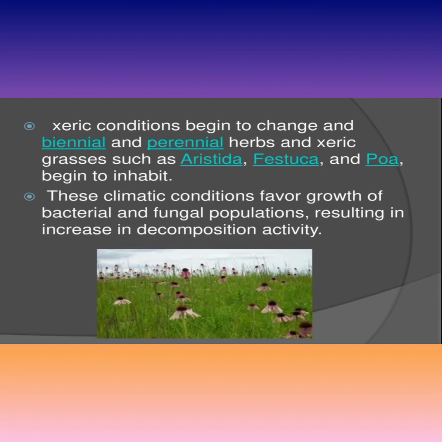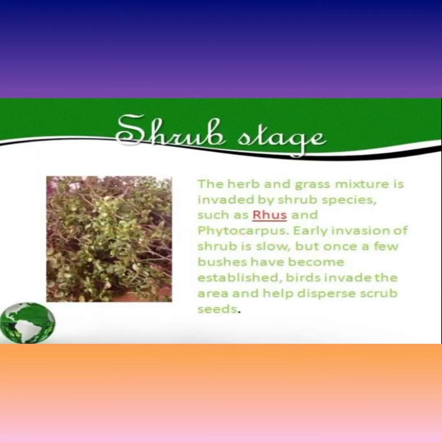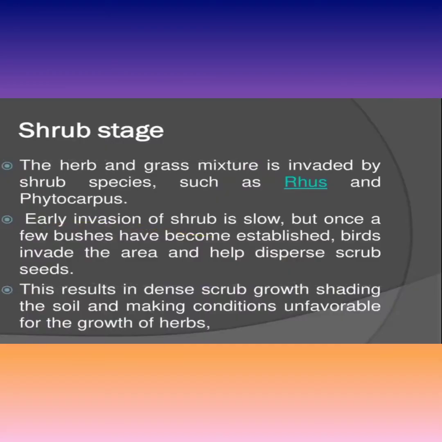Herbs and xeric grasses such as Aristida, Festuca and Poa begin to inhabit. These climate conditions favor the growth of bacterial and fungal populations, resulting in increased decomposition activity. Shrub stage: the herb and grass mixture is invaded by shrub species such as rose and Phytocarpus. Early invasion of shrubs is slow, but once a few bushes have become established, birds invade the area with the help of a dispersed shrub stage.